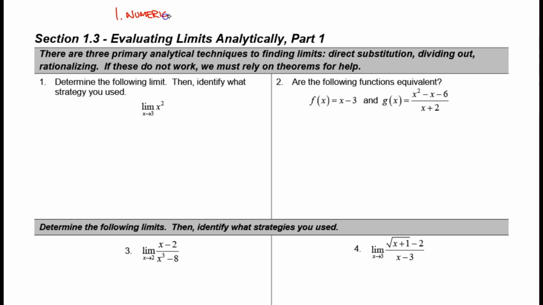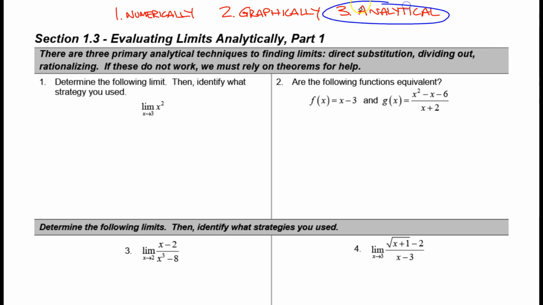Numerically, we can look at a table of values and see what the limit of a function is from a table of values. We could look at the graph of a function and see if the graph can tell us what the limit is. And then the third technique, the one we'll be talking about today, is analytical. The analytical technique is the one that will give us an exact limit. The other two are just estimates. And 9 times out of 10, that estimate's going to be fine, but of course we'll look at special cases where we definitely need the analytical techniques.